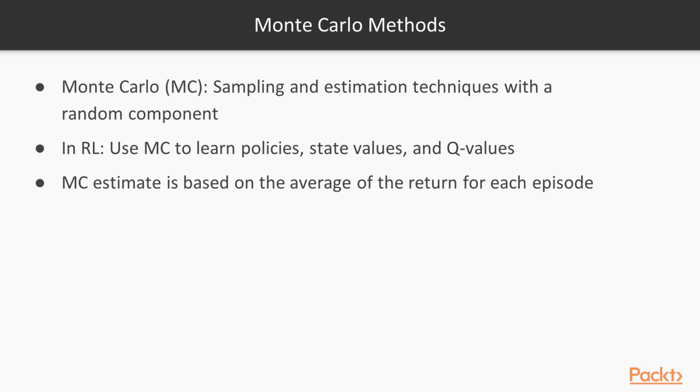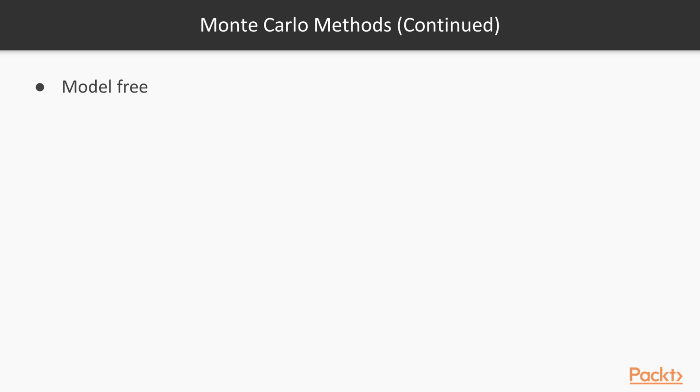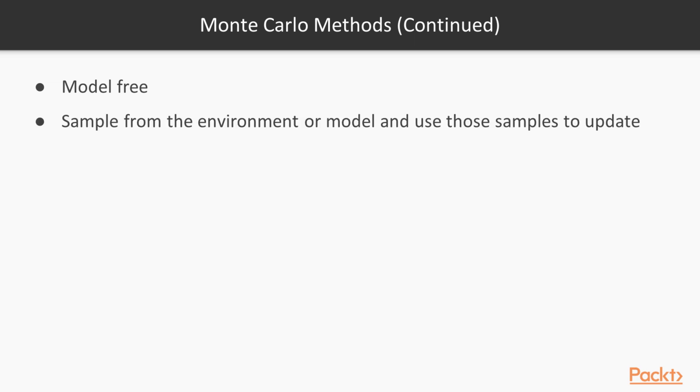Let the agent interact with the environment and receive a return. Use that return to update your estimate. As the agent interacts repeatedly with the environment, your estimate is the average of those returns. Let's go over some more aspects of Monte Carlo methods. MC methods are model-free. MC methods sample from the environment or model and use those samples to update the policy or value function. MC calculations require the episodes to end.